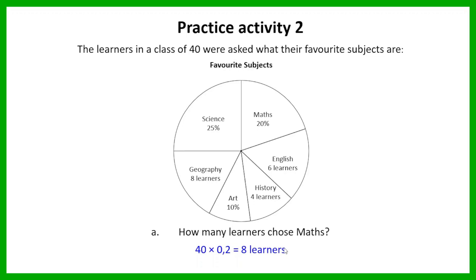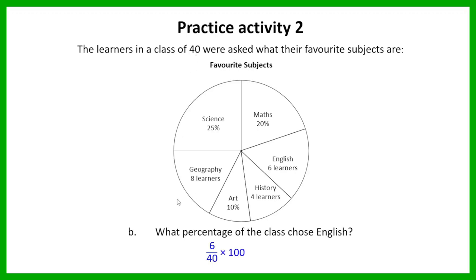The next question, question B, what percentage of the class chose English? Over here, they told us that there are 6 learners in the class that chose English. So we have to work out the percentage. We take the 6 and put it over the total, which is 40. And then we multiply that by 100 to convert it to a percentage. That should have given you 15%. So 15% of the class chose English as their favorite subject.